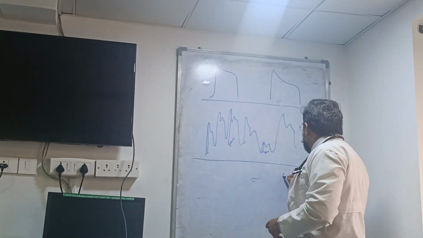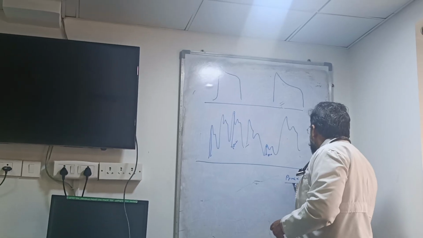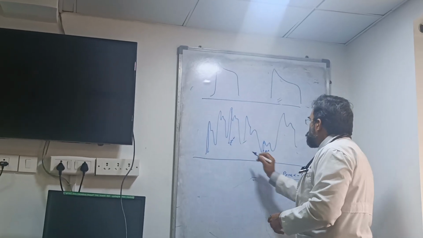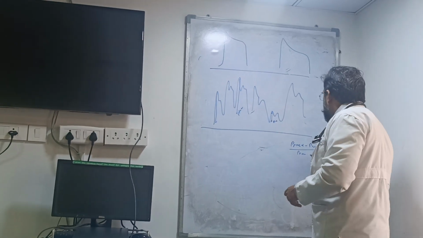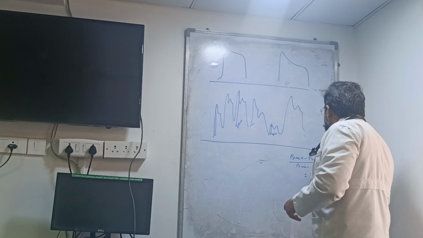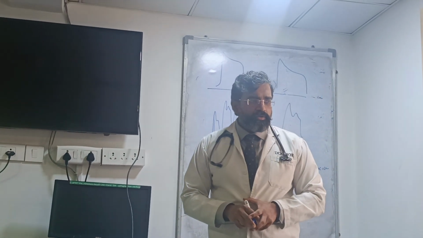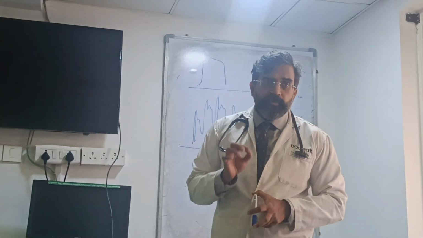Now PP max minus PP minimum divided by PP mean, that is max plus minimum divided by 2, mean, into 100 is called as pulse pressure variation.